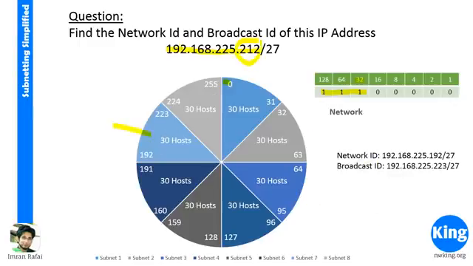That means our answer for this question, to find the network ID and the broadcast ID, is this: 192.168.225.192 is our network ID, and 192.168.225.223 is our broadcast ID. So in our exams, you will just have a question like this, and they'll give you 4 options, and if you do this, you can immediately know that this answer is the right answer. So you don't need to waste much time. Quickly you can go to the next question.